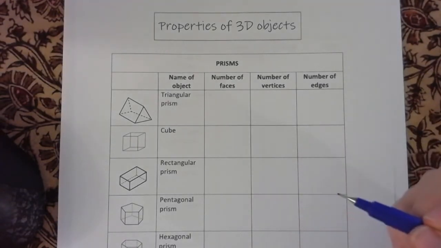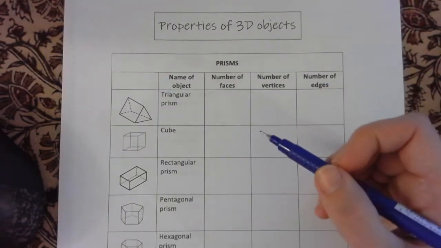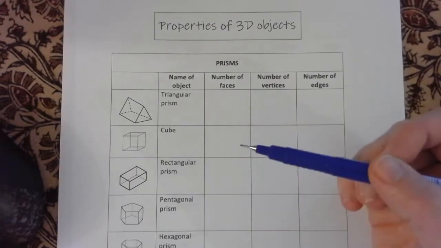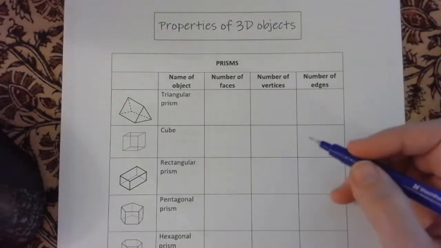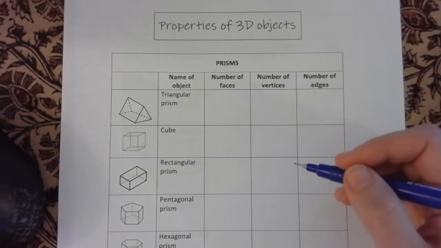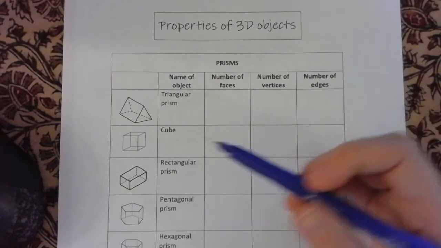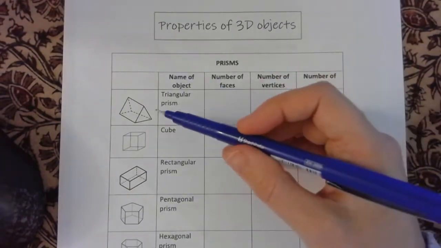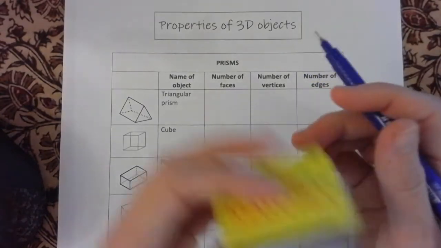Right, so I will be sending this document through to you as well so that you can see it clearly. Right, so I'm going to start with the rectangular prism. I'm going to do one as an example so you can see how to fill this in, and then the children can do this by themselves using the information and using what they see here and on the documents I will be sending through. Okay, so the rectangular prism.